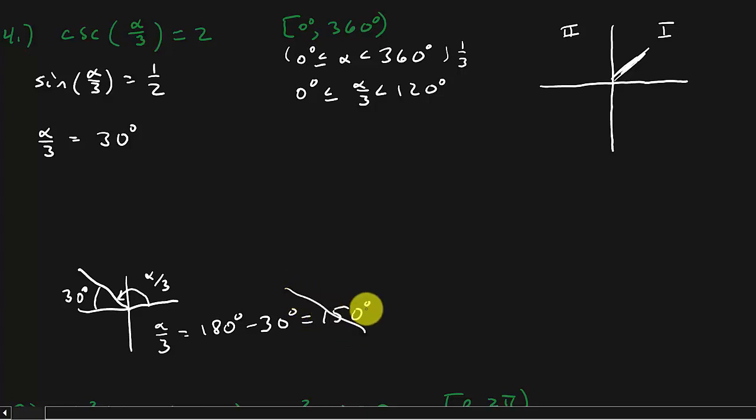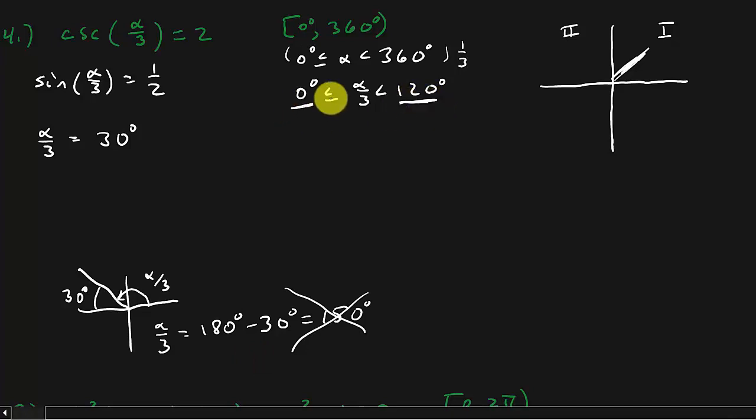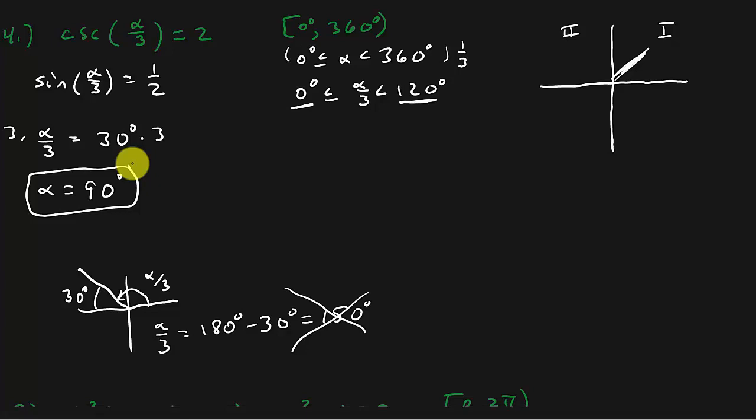And what can I do with that? I can put a big old X through that, can I? There's my only solution, 30 degrees. Why is that? 150 does not fall within that interval, does it? You see that? Doesn't fall within that interval. So can't use it. Okay? So that's my only solution. I need to multiply everything by 3. So I get alpha is 90 degrees. And there's my answer. All right. Hopefully you're getting this and it's starting to make sense.